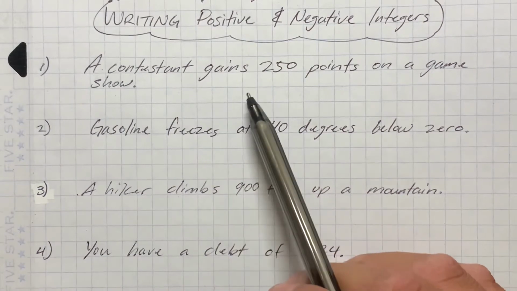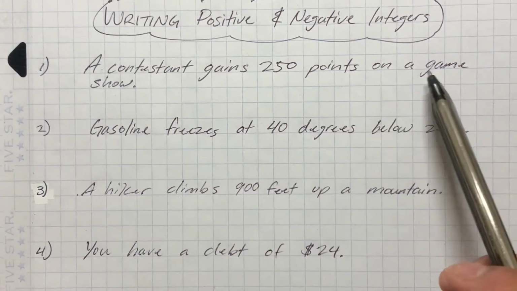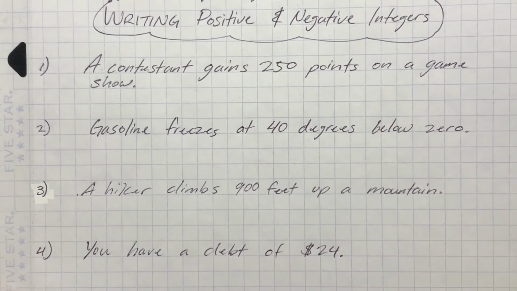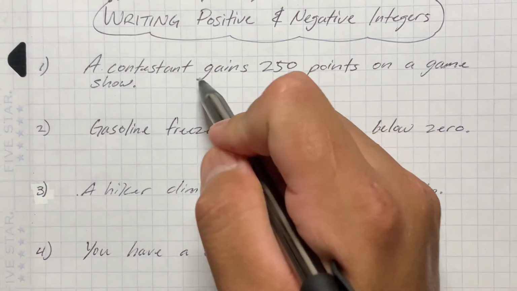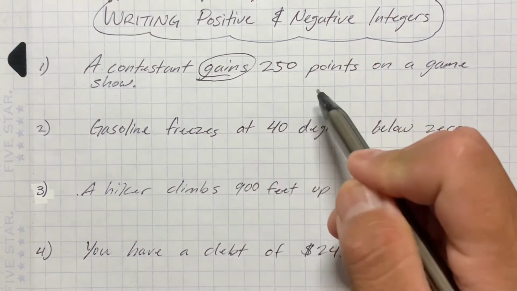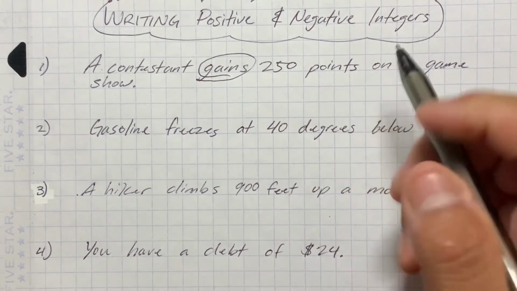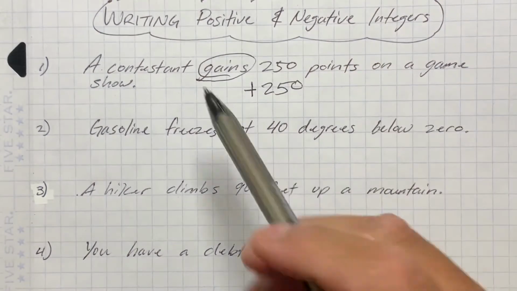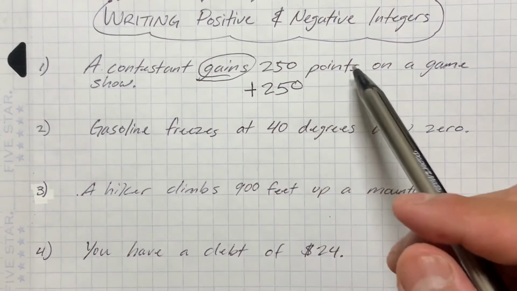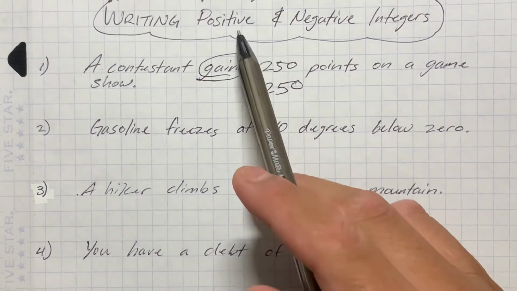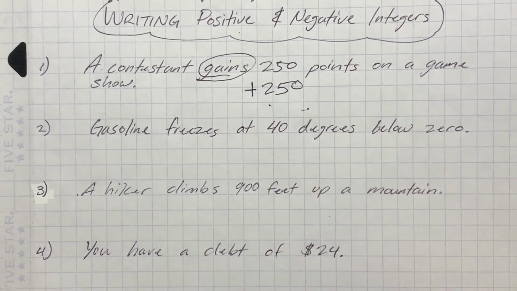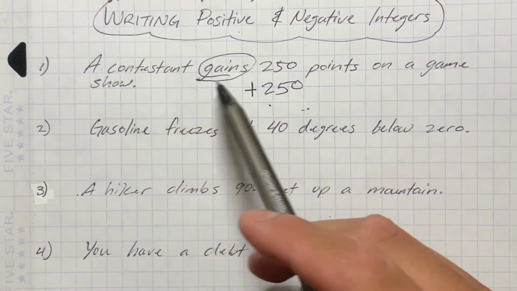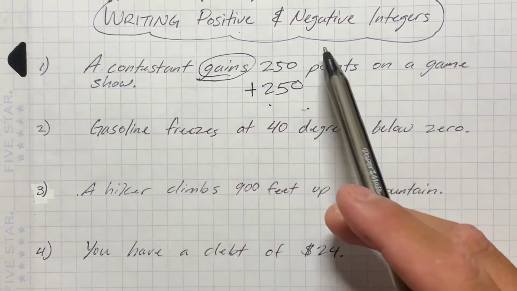A contestant gains 250 points on a game show. So look for keywords here. What tells you to increase or decrease? It looks like the word gains tells us to increase by 250 points. So that's going to be plus 250 points, because this contestant gained 250 points on a game show. That's going to be a positive 250. That's all we do when we write positive integers and negative integers.